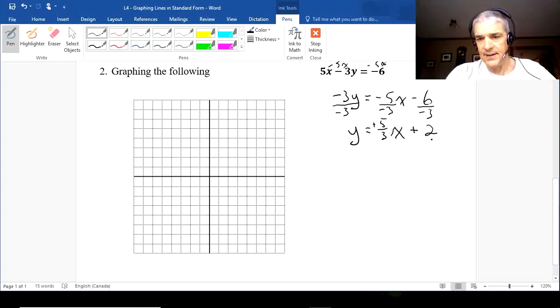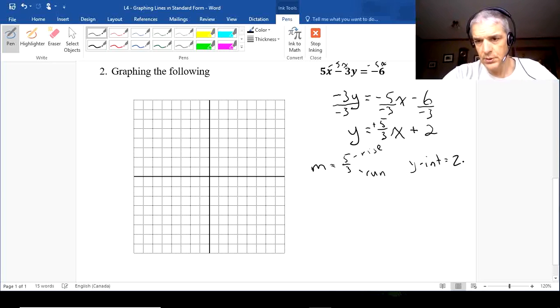And I can graph it again using slope-intercept form. So my slope, m, equals 5 over 3. So that tells me my rise. This tells me my run. And then over here, I have my y-intercept. It equals 2. Okay. And now I'm ready to graph it.